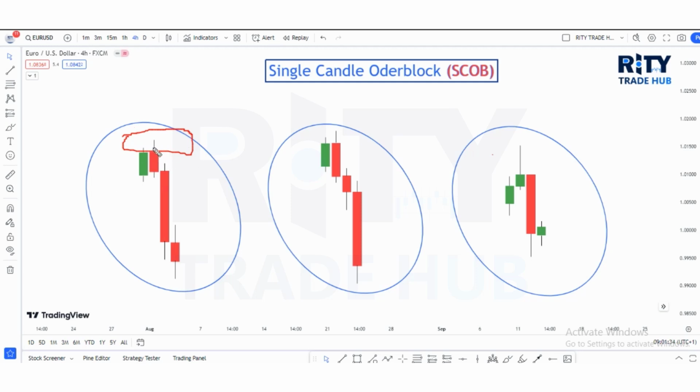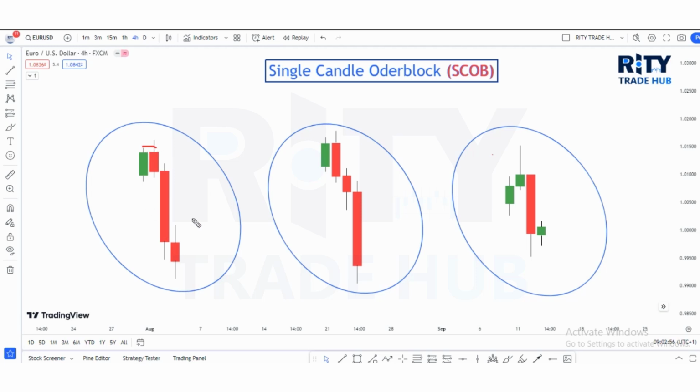The first criteria in identifying a valid SCOB is that the SCOB should take out or sweep the previous candle high for a downward trend. And for an upward trend, the SCOB candle should sweep the low. So right here, we can see that this candle swept the high of this candle. Another scenario is, let's say we have a swing low here. Let's say it's an inducement zone. Your single candle order block as well should sweep the high of the previous swing or structure. So either of these, sweeping the high of the previous structure or sweeping the high of the previous candle right here.